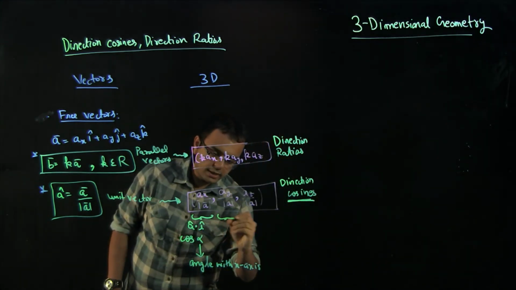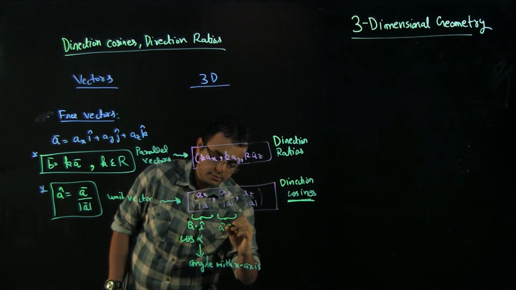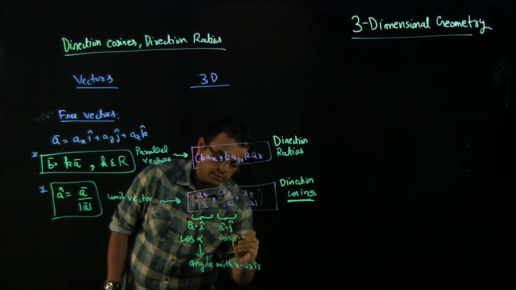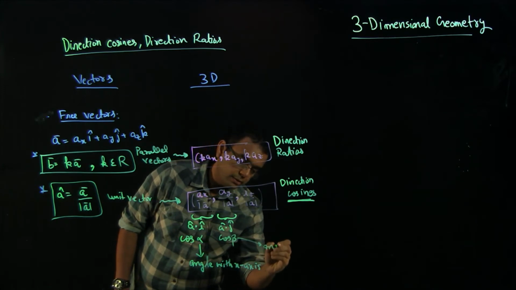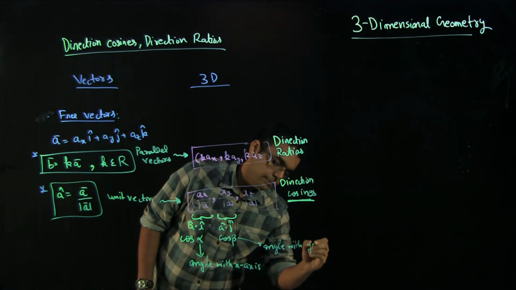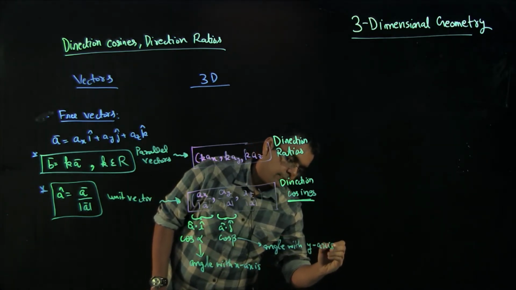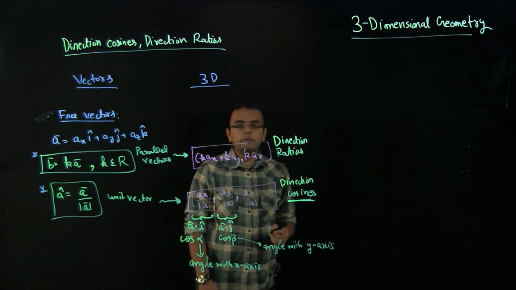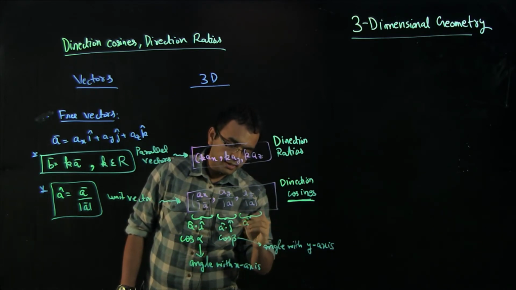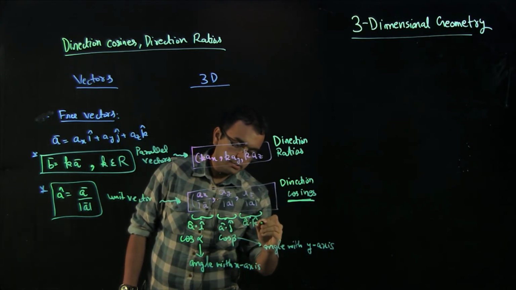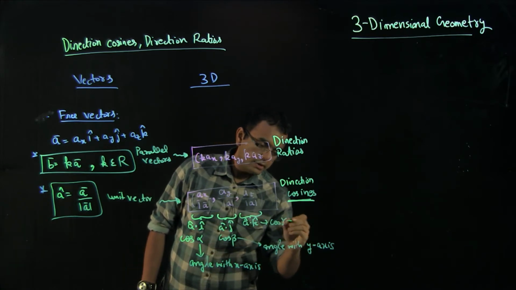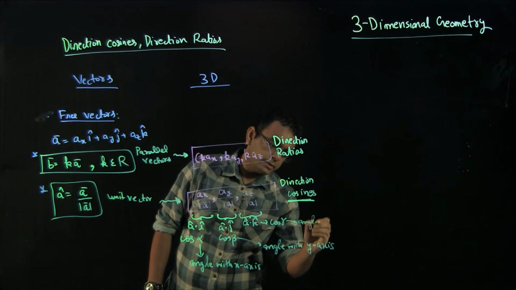Similarly, this is A cap dot j cap, and this is cos of beta, where beta is the angle with the y axis. And then you have cos of gamma, which is A cap dot k cap, where gamma is the angle with the z axis.